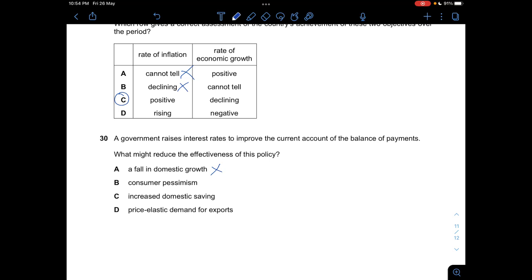B, it says consumer pessimism, not really correct. C, it says increased domestic savings, which definitely will not decrease the effectiveness because when you raise interest rates, that's what happens with increased domestic savings.